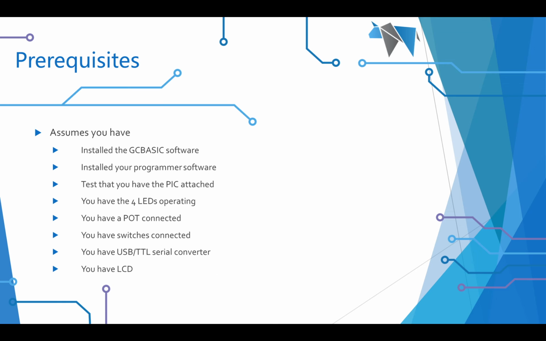I'm assuming you've done all the prerequisites. You have the GCBASIC software installed, GC Studio, you've installed your programmer, and you can program that attached PIC. You have some LEDs, a pot, some switches, a USB TTL, and an LCD. If you haven't seen the one on USB TTL, go watch that tutorial because we're going to be using the serial connection.